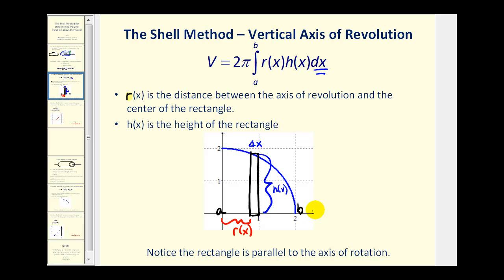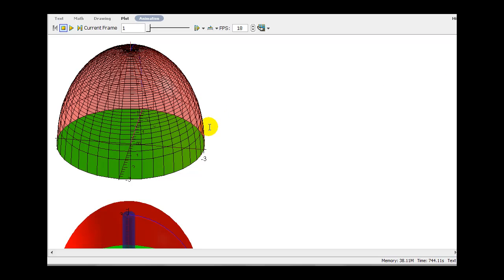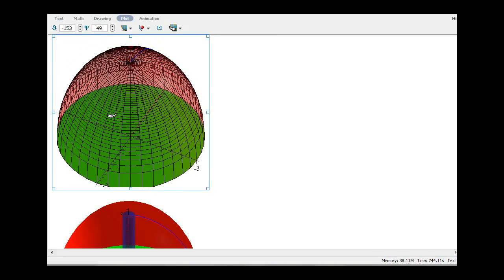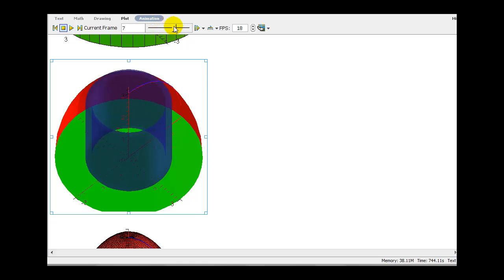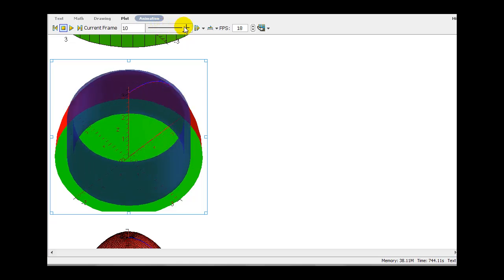And just to emphasize this one more time, let's go ahead and take a look at one more animation. Again, if we wanted to use the method of cylindrical shells to determine the volume, we'd start with one shell and then start accumulating the volume of the individual shells. And as the number of shells approached infinity, we would approach the volume of the actual solid.